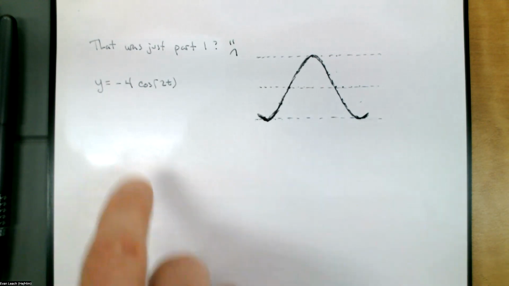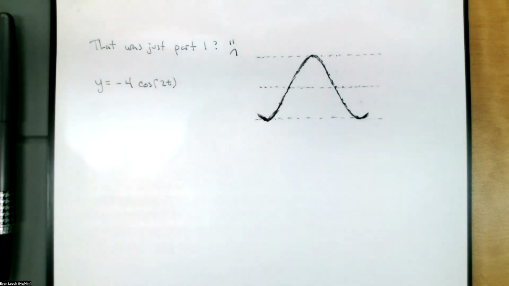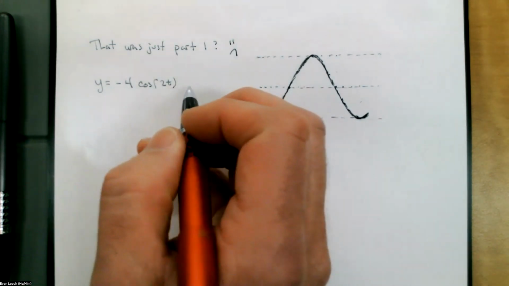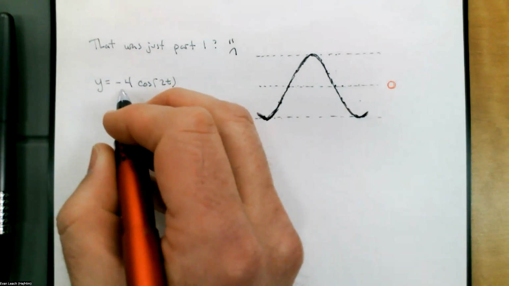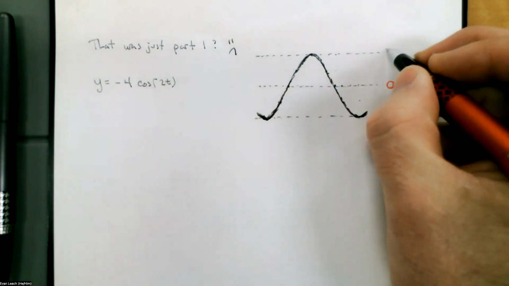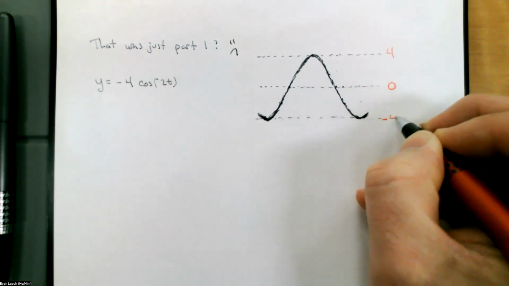So if we look at the graph of -4 cosine of 2t, we can see that there's kind of a limited scope of questions that I can ask you. I can ask you about the amplitude, the period, the horizontal shift, and the vertical shift. For the function -4 cosine of 2t, there's no vertical shift, so the middle is at 0. The amplitude is 4, so it goes up to a maximum of +4 and down to a minimum of -4.